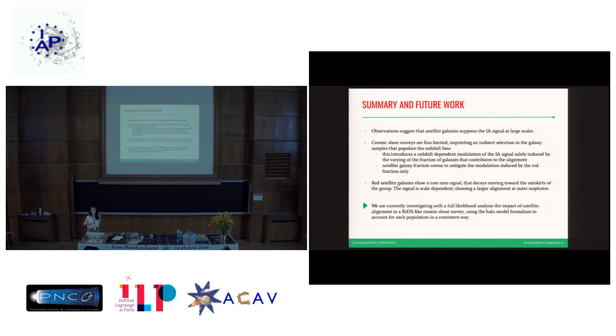We are currently analyzing the impact for a KiDS-like survey, and we are planning to do the same for Euclid after. And one of the also relevant questions that remains open is whether there is or not a luminosity dependence. And this has to be addressed in future works. Thanks.